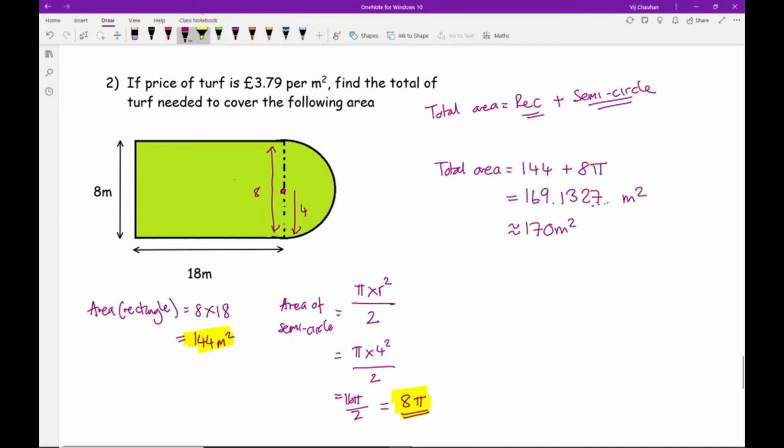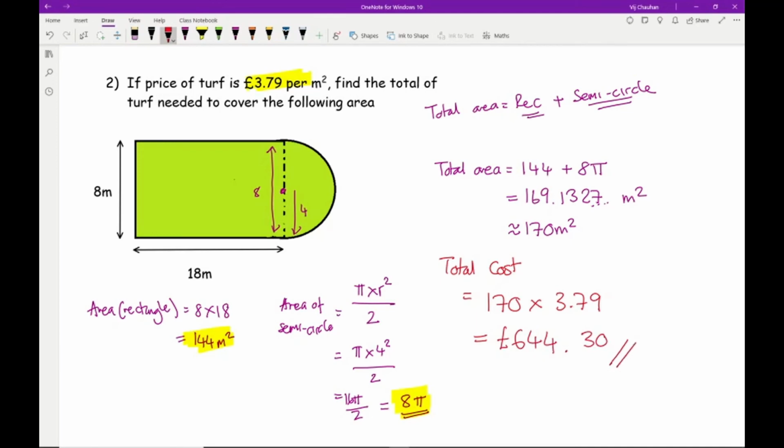Now I then need to look at the price. So the price is £3.79 for a square metre, and I need 170 of them. So then the total cost, let's do this in red, is going to be 170 times £3.79, and again if I type that into my calculator, 170 times 3.79, I get a total cost of £644.30.